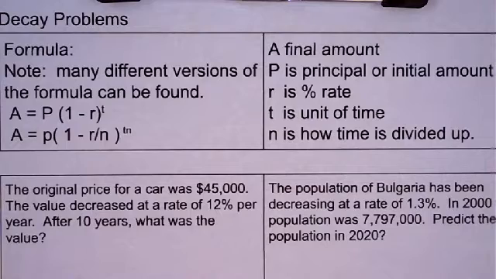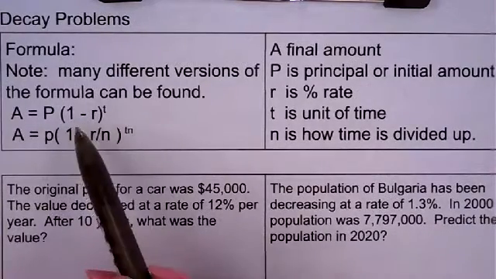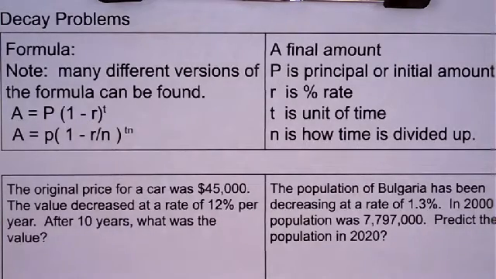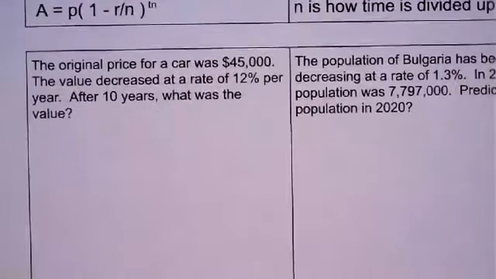Okay, so since it is a decrease, we use the same formula. We just change the plus to a minus. Everything else stays exactly the same. Okay, so let's take a look at our first example right here.